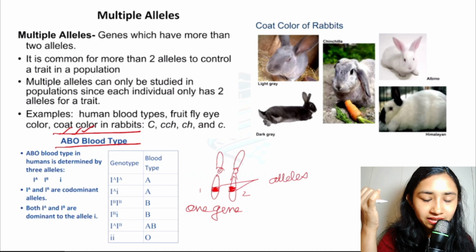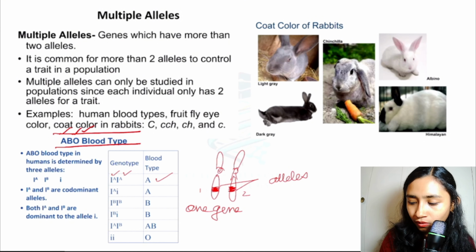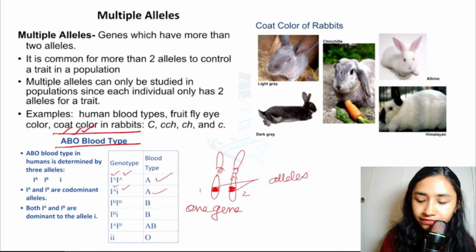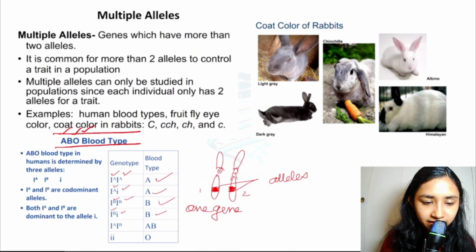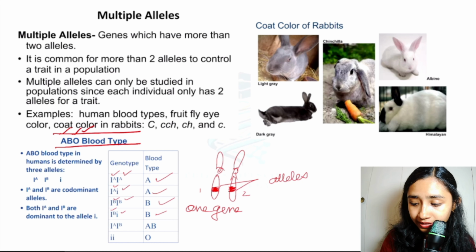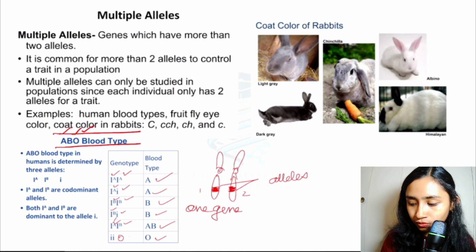For example, if I am blood type A, I may have 2 alleles, capital A, or I may have capital A and O. If I am blood type B, I may have capital B, or I may have capital B and O. If I have AB blood type, I may have 2 alleles, capital A and capital B. And if I am blood type O, I may have the alleles OO. Small i is also denoted as OO.